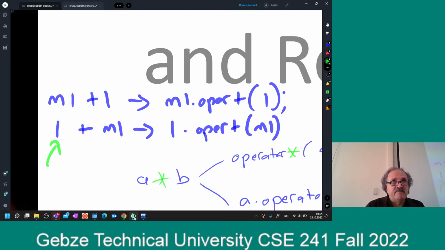Okay. By the way, how do we call this operator overload as a member function, like dot operator plus? Operator plus, yeah. Okay.